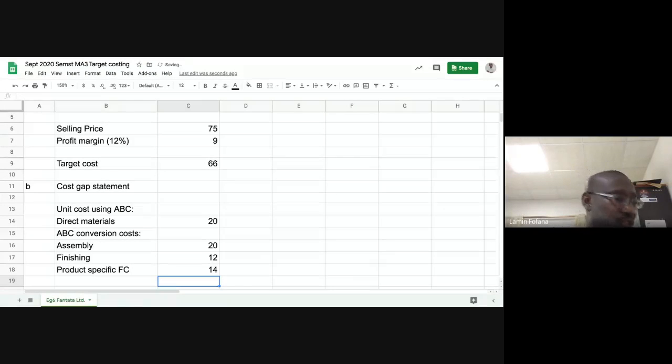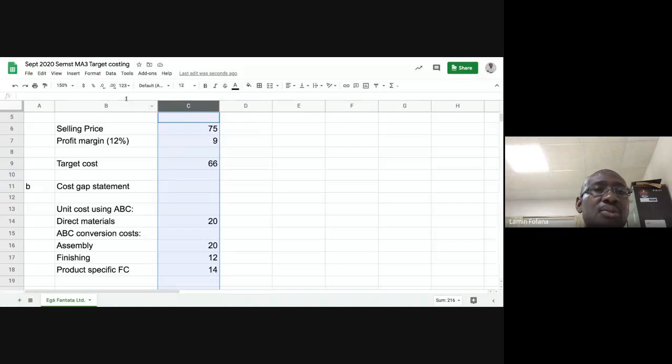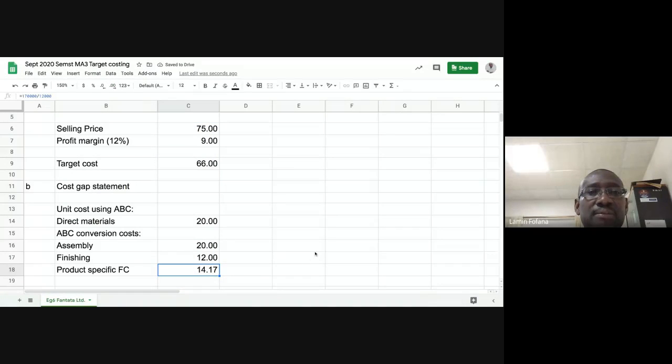So we enter. So that's about 14. If we want, we can take them to 2 decimal places now because we are encountering decimals. So I'll just move them to 2 decimal places. And then that will be 14.17. So all of them to 2 decimal places.